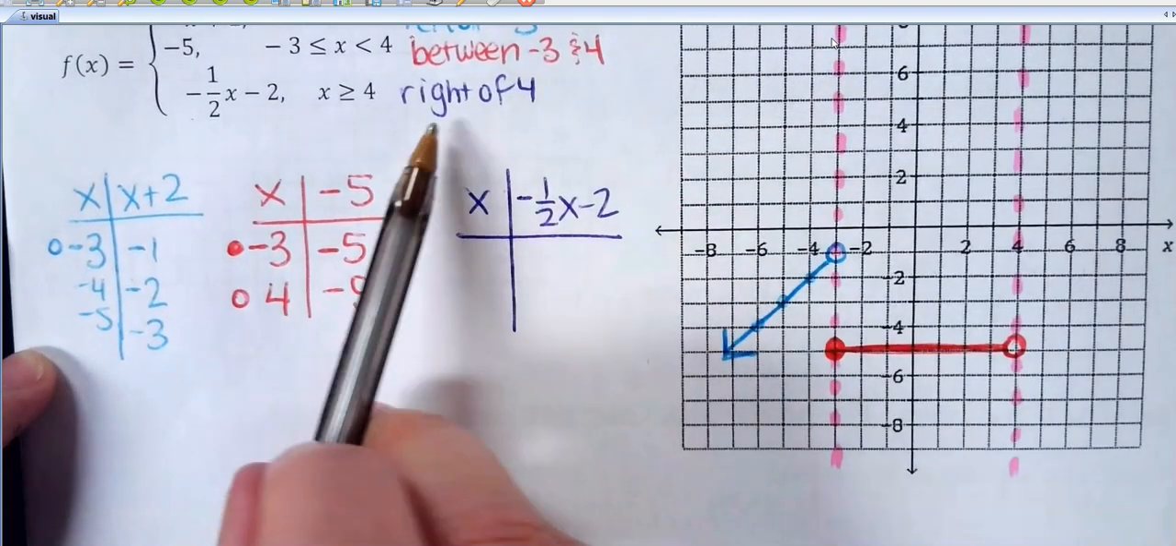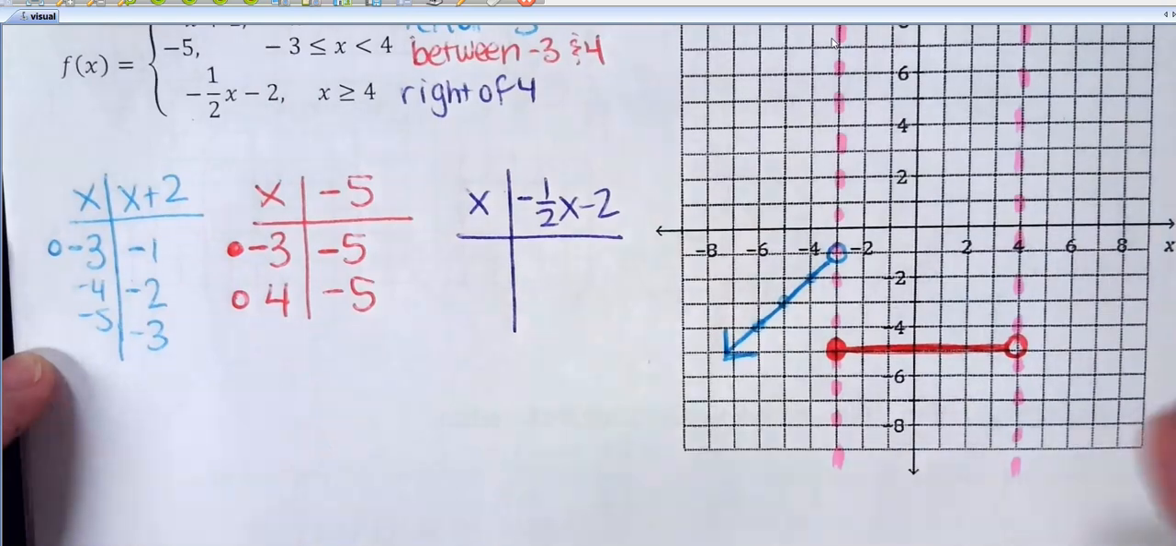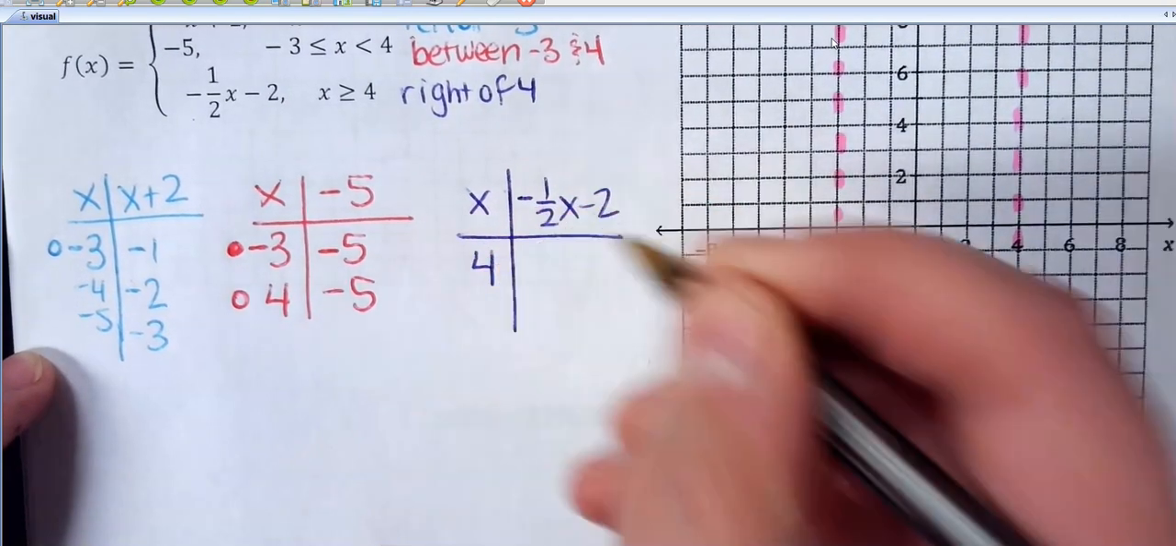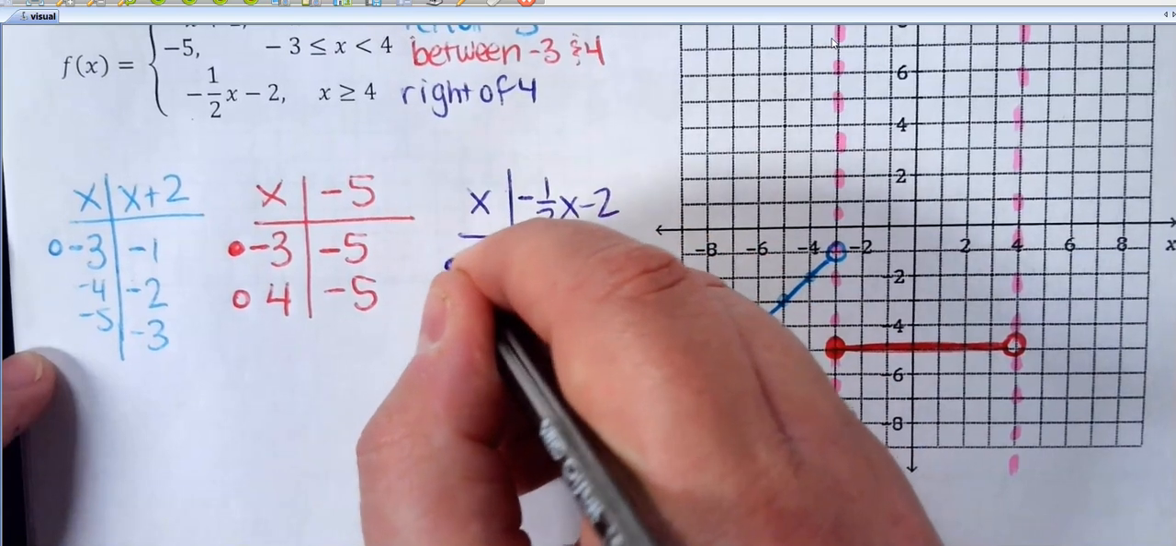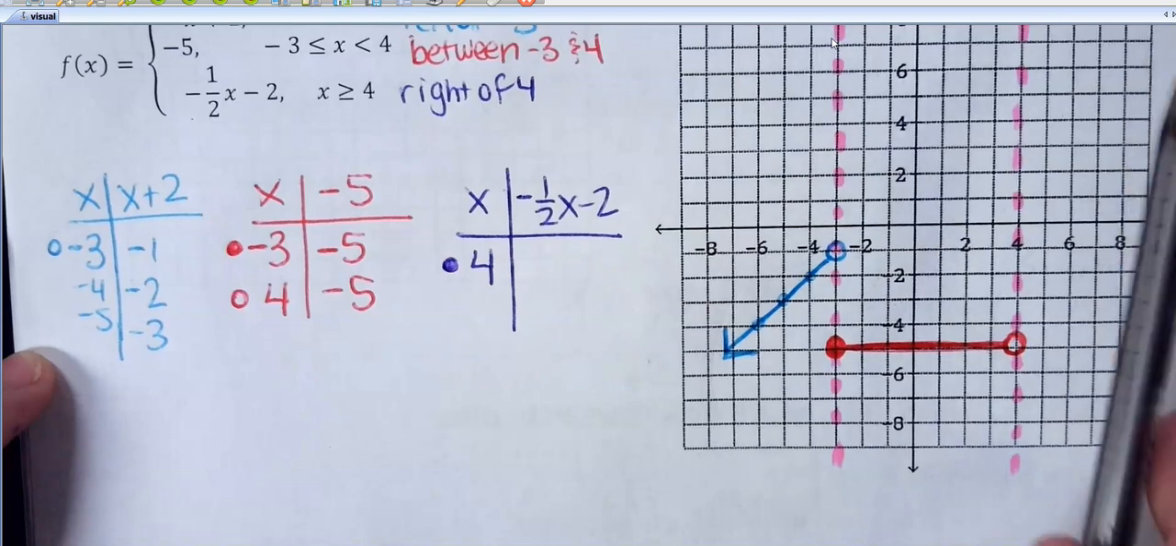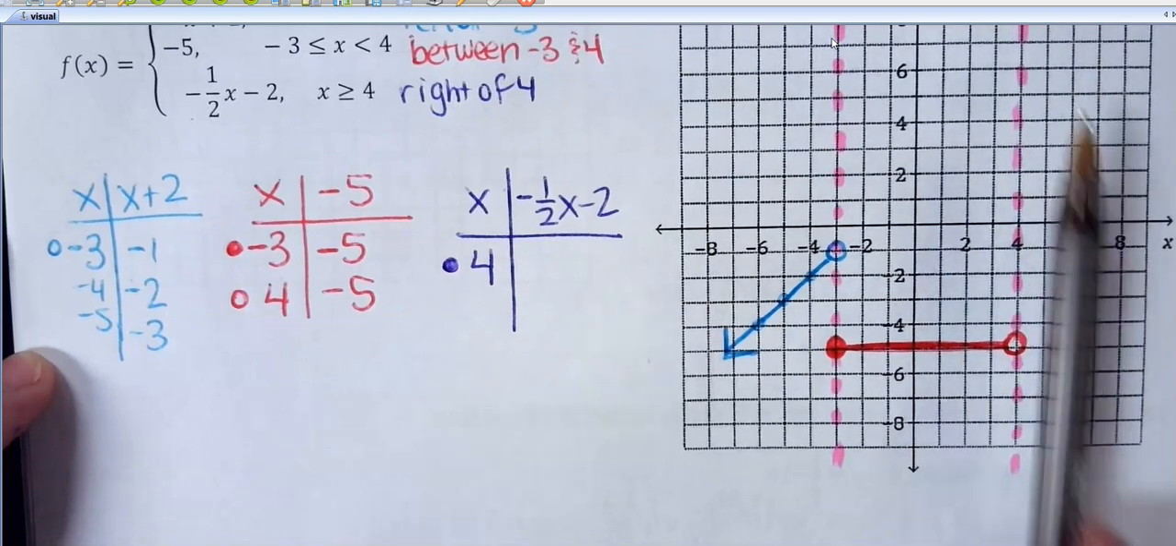Now, that should go to the right of 4. So here's 4. I always start my table with the boundary line. This is greater than or equal to, so it's a solid filled-in circle. And then to keep going with my table, I just need numbers bigger than 4. So I want to go this way.